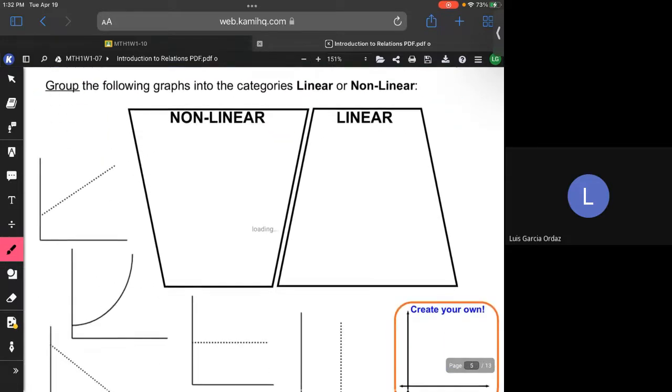So we have two terms, nonlinear and linear. Can you guys come up with a definition for both of these? Pretty simple one. What does it mean to be nonlinear? Not a line. And linear means a line.